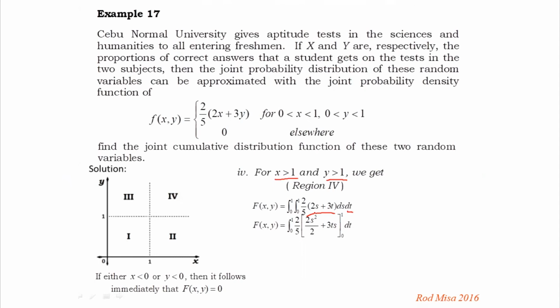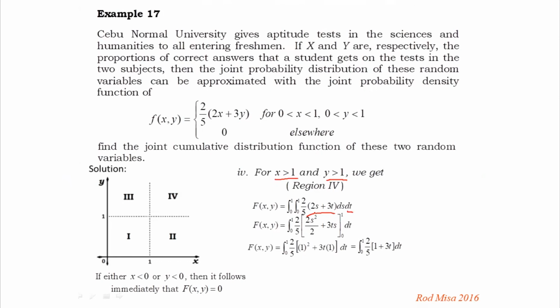Thus, integrating 2s plus 3t with respect to s, we have 2s squared over 2 as the integral of 2s with respect to s. And then 3ts as the integral of 3t, because t there is treated like a constant since s is the variable of integration. So substituting our limits of integration, we have 1 squared plus 3t times 1. So the simplified expression is 1 plus 3t.